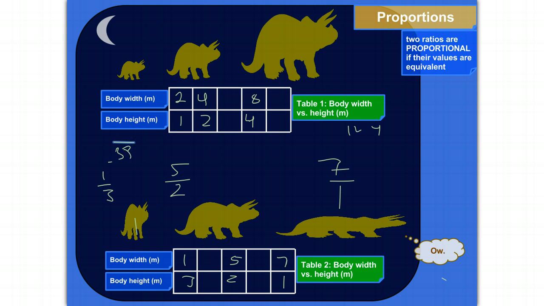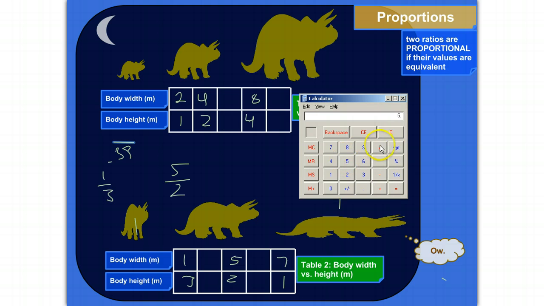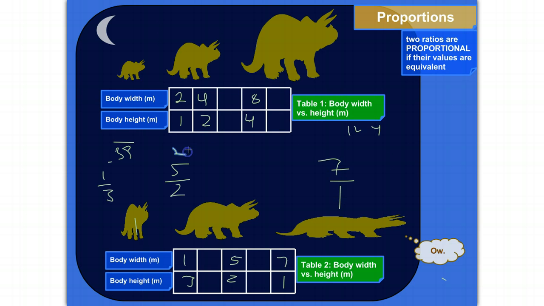Repeating. Let's see, what about 5 divided by 2 for that second ratio? That's 2.5. And then 7 divided by 1 is just 7. So 0.33 repeating is not equal to 2.5, which is not equal to 7. So these ratios are not equivalent, so they are not proportional.